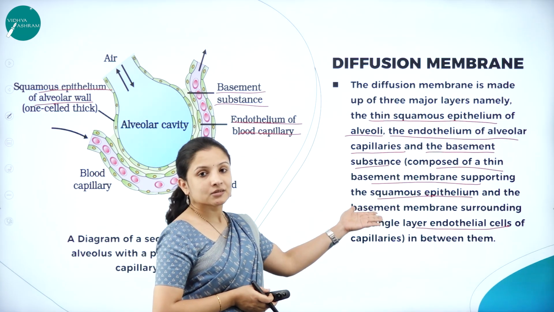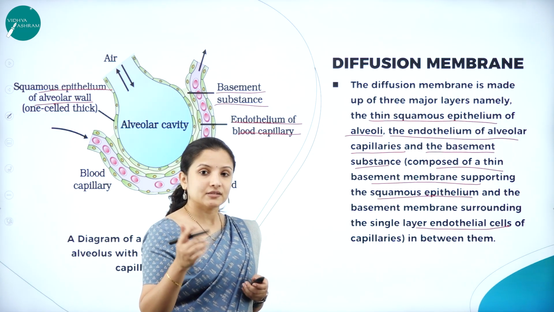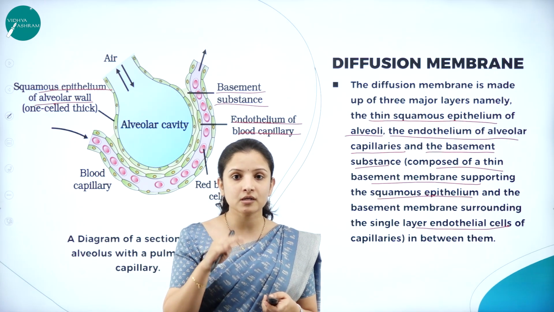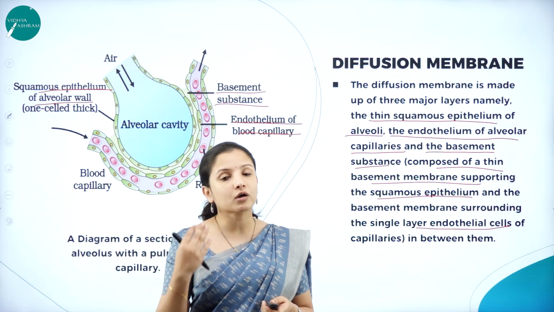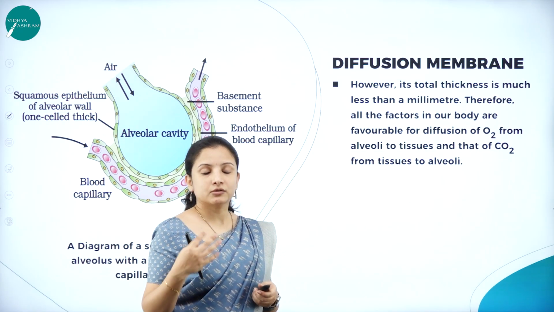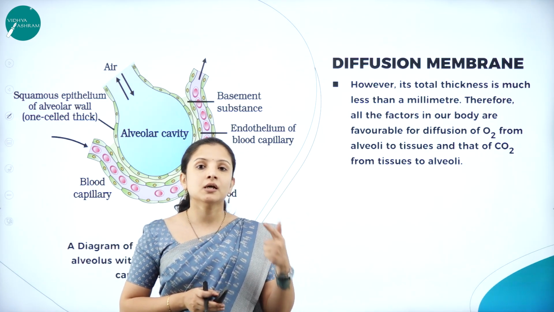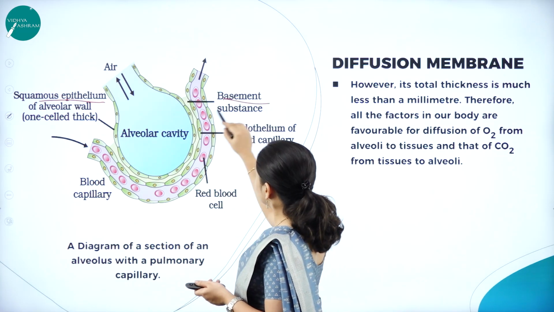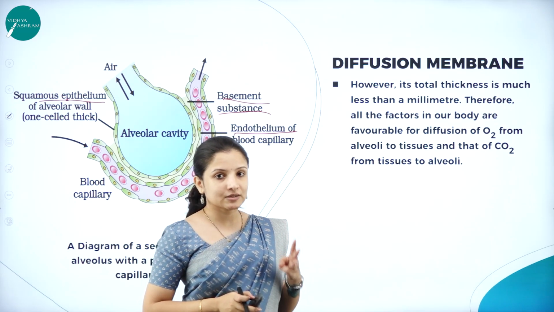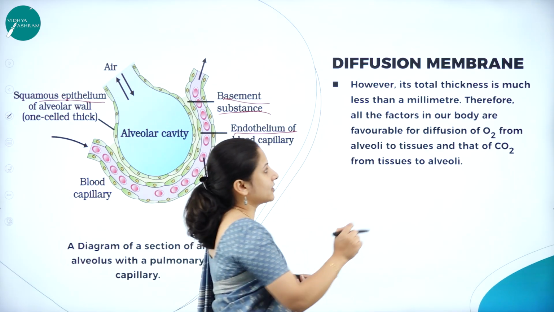Therefore, these three major layers form the diffusion membrane, and it is the thickness of this diffusion membrane that decides the rate of diffusion. However, what about the total thickness of the membrane? It should include the squamous epithelium, the basement substance, and the endothelium. These three layers put together, the total thickness is much less than a millimeter.